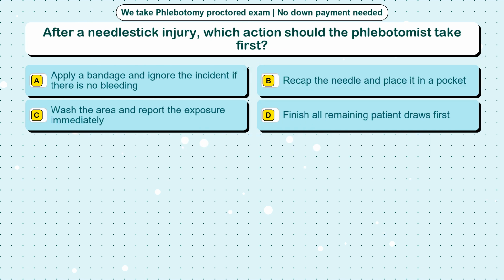Question 55. After a needle stick injury, which action should the phlebotomist take first? Option A. Apply a bandage and ignore the incident if there is no bleeding. Option B. Recap the needle and place it in a pocket.